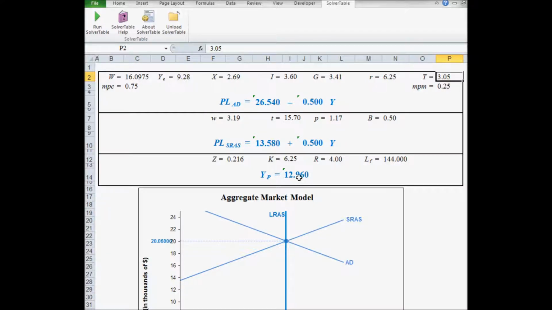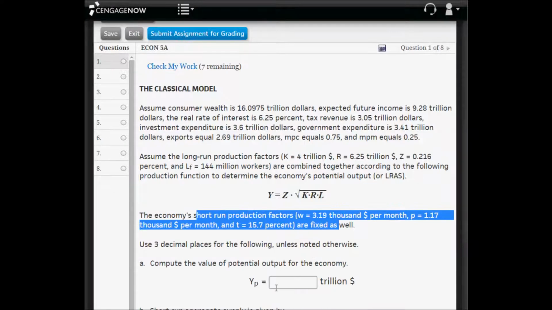The potential GDP is 12.960. And the way we calculate that is we take the percent of knowledge available in the universe known to humans. We multiply that by the square root of the value of capital, the value of resources, and the size of the labor force. So when we do that calculation, we get 12.960. And we're going to copy and paste this into Cengage now, right here.